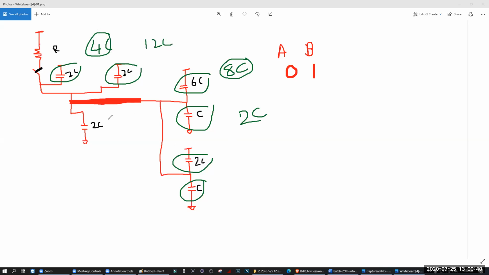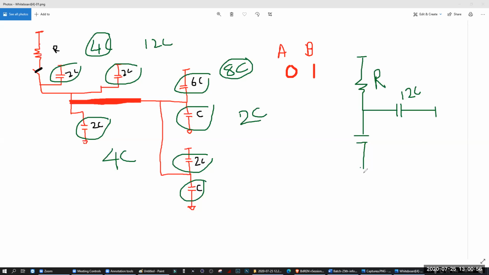These 2C and these 2C, they become what? 4C, right? So what are you left with? You are left with the resistance, that is R. You are left with the capacitance, that is 12C. And you have another capacitance right here, that is 4C. Now, which one is your output point? Let's say this middle one is your output point, right?